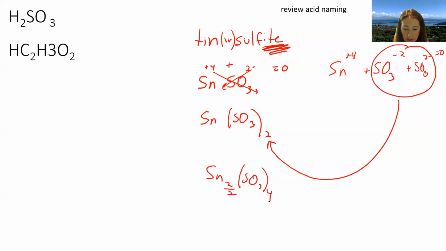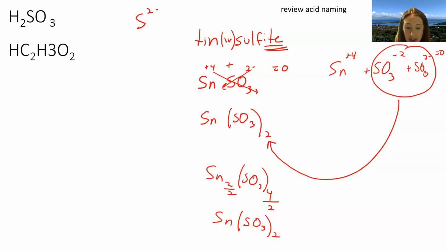If you divide this one by 2, you can divide this one by 2, and you get SnSO3. So if you're doing the crisscross, always use the simplest ratio. Now, how do we know sulfite versus sulfide? Well, it'll tell you. Sulfite is SO3 2-, sulfide is S2-. So you really have to look at the words really carefully.